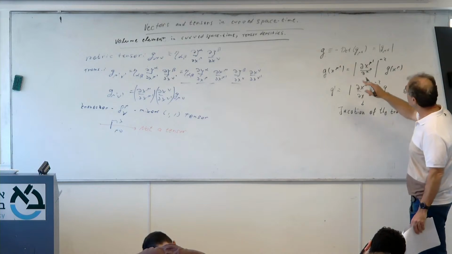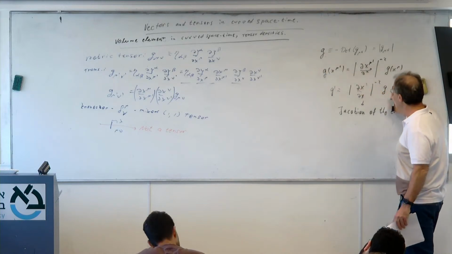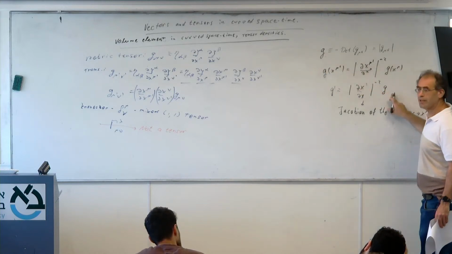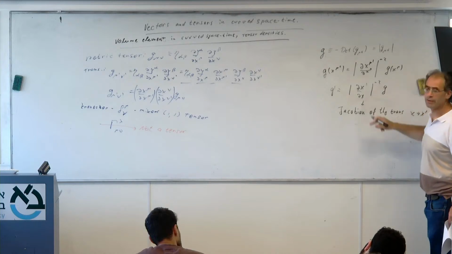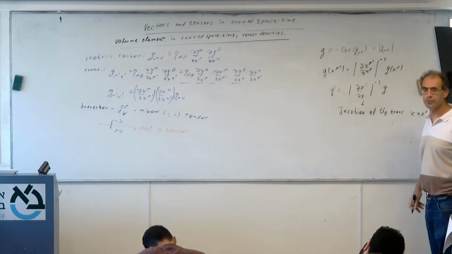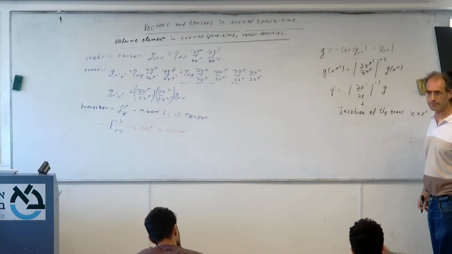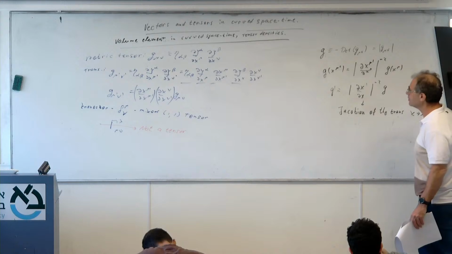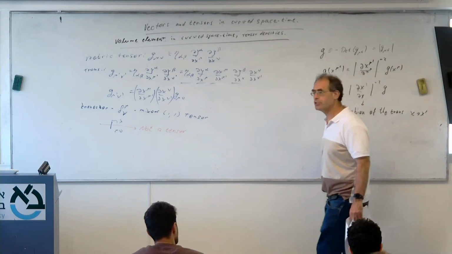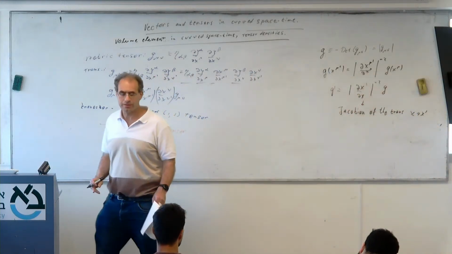So the determinant transforms like a scalar, but we have this extra factor of the Jacobian. We're changing coordinates. Okay? If you're not sure, then go to your linear algebra where you learn about determinants and see that it's the right answer.